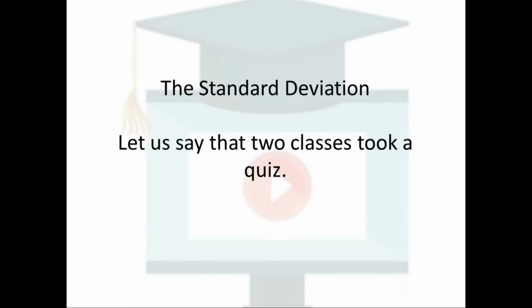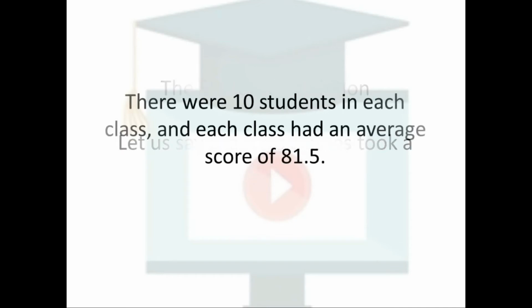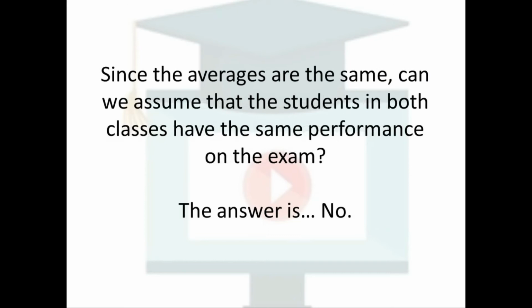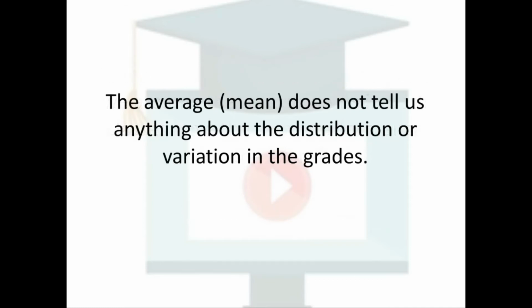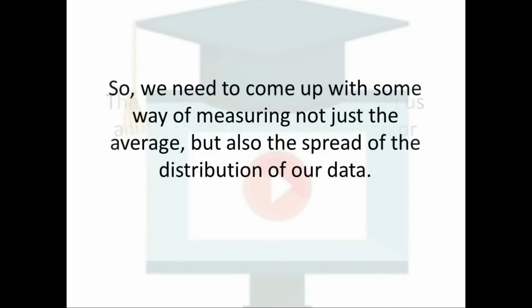The standard deviation. Let us say that 2 classes took a quiz. There were 10 students in each class, and each class had an average score of 81.5. Since the averages are the same, can we assume that the students in both classes have the same performance on the exam? The answer is no. The average mean does not tell us anything about the distribution or variation in the grades.